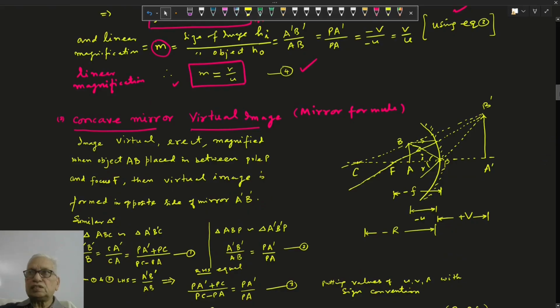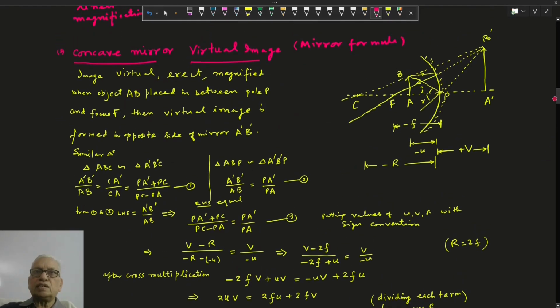Now the second case we are taking here, concave mirror and virtual image. We are going to derive in this case also the mirror formula and magnification. Here, this is the concave mirror. We place the object AB in between focus and the pole with a parallel line passing through the focus, and this passing through the C center of curvature, it is bouncing back. And BP ray, incident ray, and this is the reflected ray.